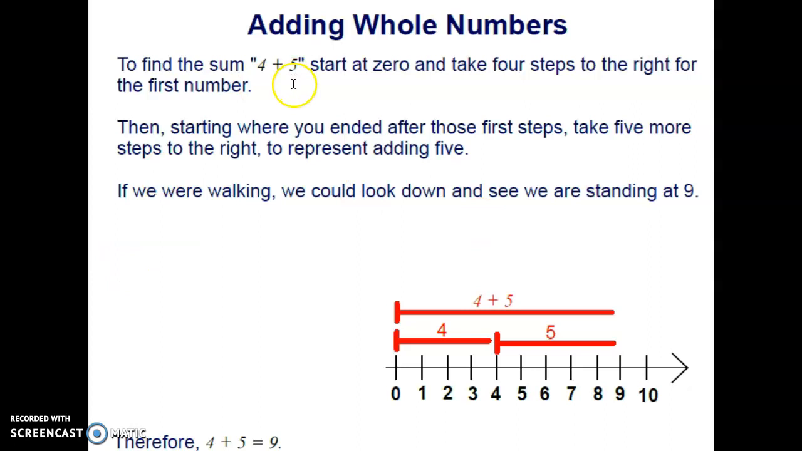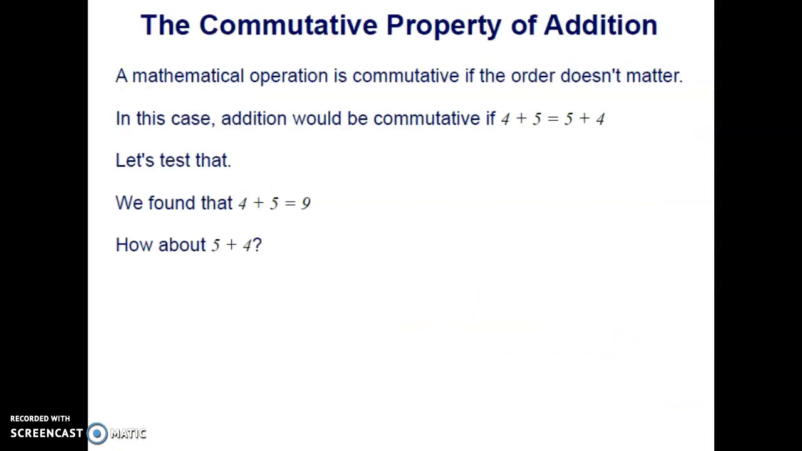To find the sum 4 plus 5, we start at 0, take 4 steps to the right for the first number, then start where you ended after those first steps. Take 5 more steps to the right to represent adding 5. If we were walking, we could look down and see we are standing at the number 9. So we started with our 4, took 4 steps to the right, we added our 5, and now we are at 9. Again, this is for whole numbers.